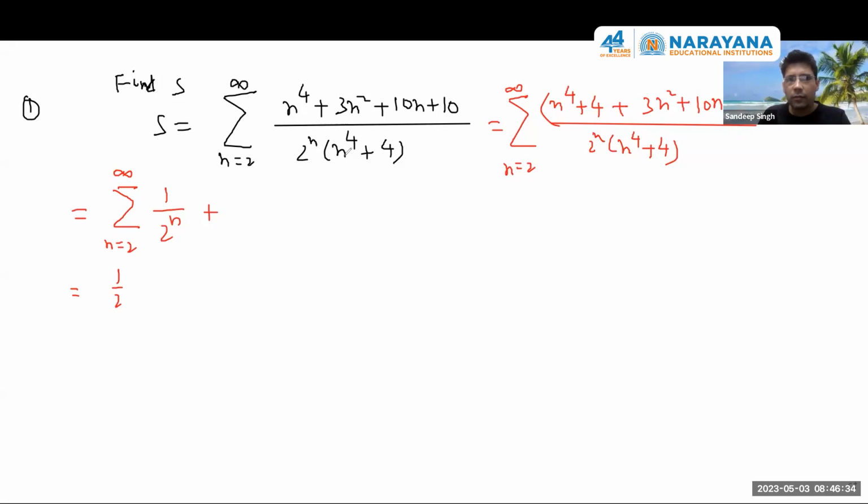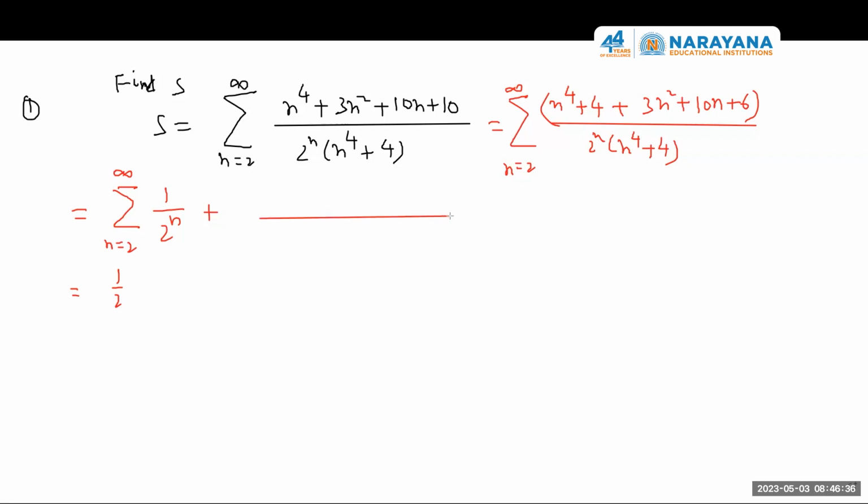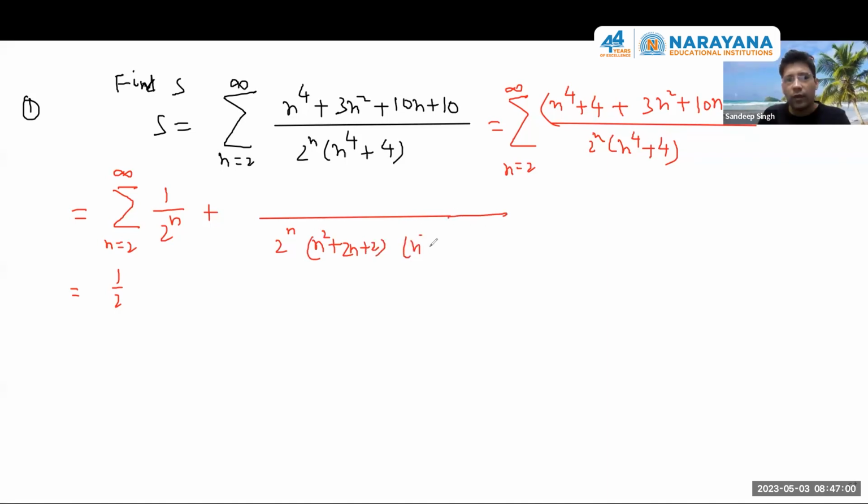Now the next term. Next term आप मुझे बताएंगे. How shall I express the next term so that it might be expressed as a telescopic sum, the summation and the method of difference? So n power 4 plus 4, what are the factors? N power 4 plus 4 is n square plus 2n plus 2 times n square minus 2n plus 2. Correct. So now I want to keep these two in the numerator in a manner that their linear combination turns out to be the term 3n square plus 10n plus 6.